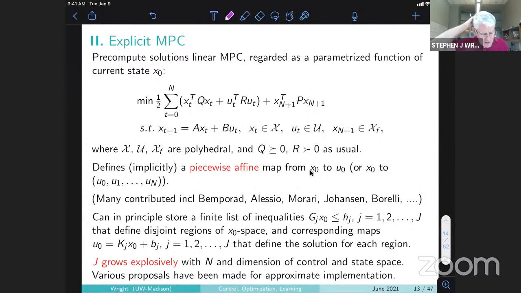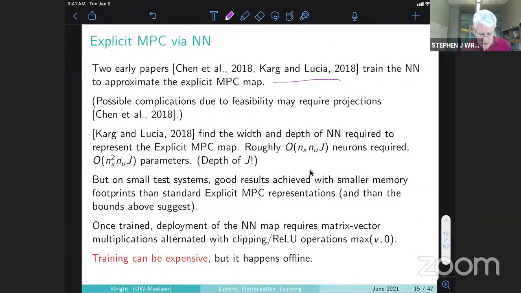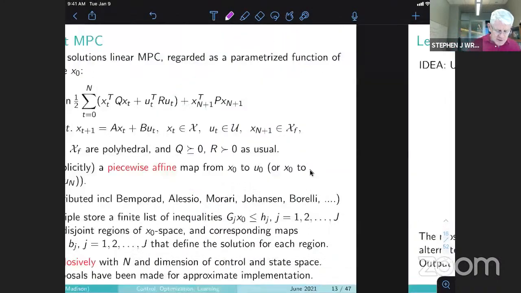Back when I gave a talk pretty much along these same lines in 2018, papers had just started to appear by these authors, Kagan, Lucia, Chen et al., 2018. I think there have been many more papers on this topic since then. They asked the question, can you train a neural net to implement an explicit MPC law? So what do I mean by explicit MPC?